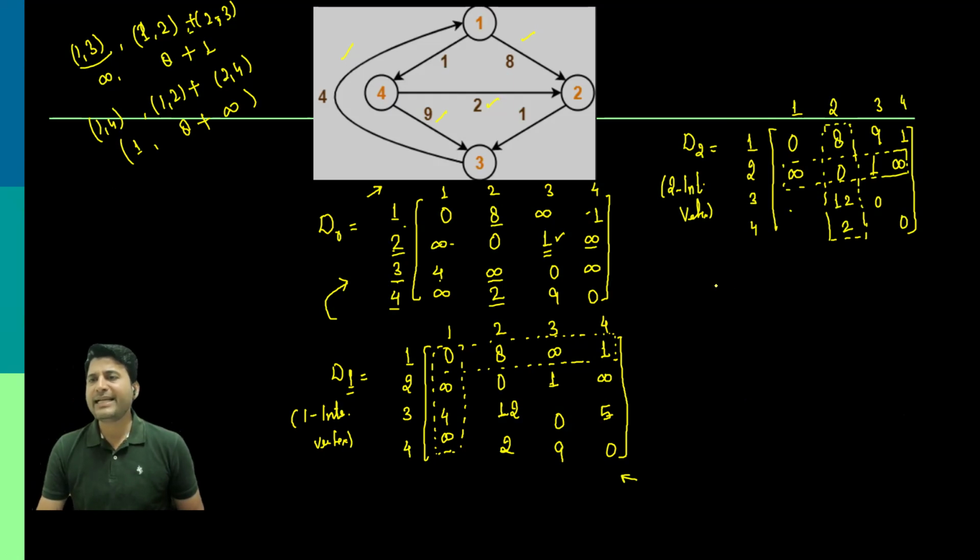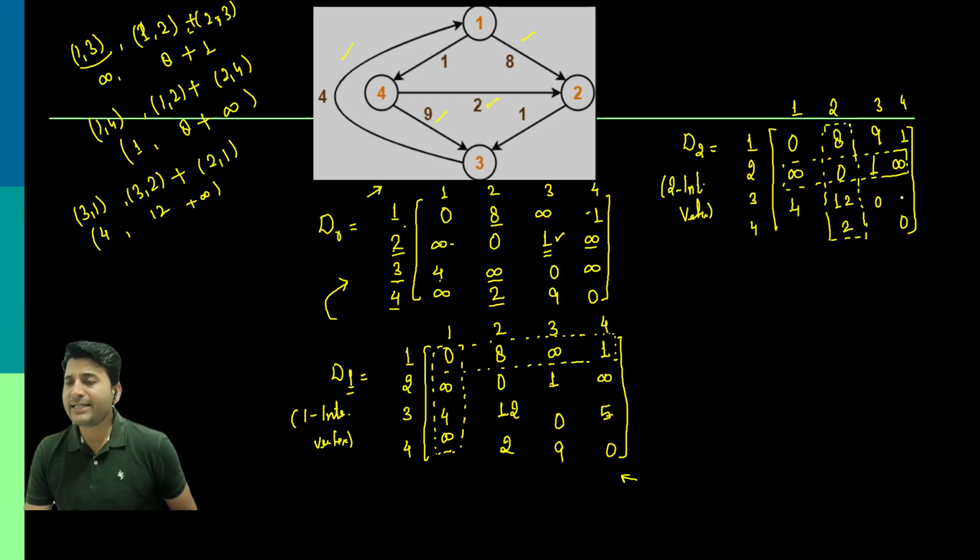Now this entry is 3 to 1. So let us insert the vertex number 2 between 3 and 1. So 3 to 2 plus 2 to 1. Inserted 2 between these. What is 3 to 1 in D1? 3 to 1 is given as 4. 3 to 2 is 12 and 2 to 1 is infinite. So the minimum of 4 comma infinite is 4.